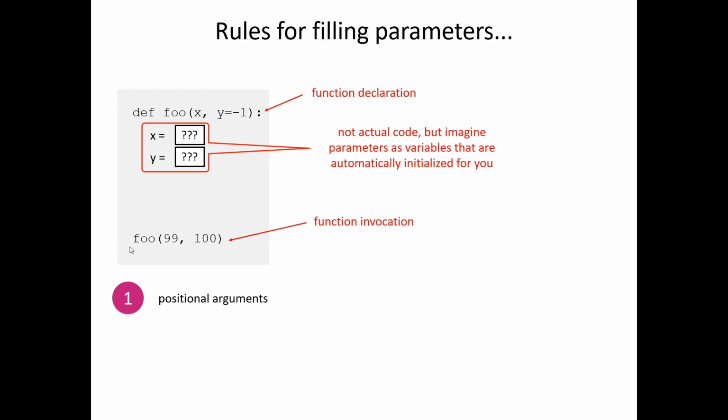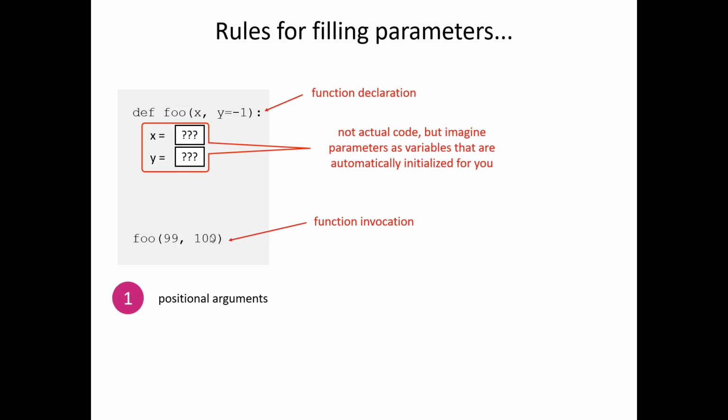And that's going to happen when we call the function. So we have to define it first so that Python knows where to go when I call foo. And in this case, I'm calling it with 99 and 100. So these are positional arguments. The 99 will match up to the first parameter, the x. So it's the same thing as saying x gets 99. And then the second argument, 100, goes in the second parameter, y. So we don't use the -1.